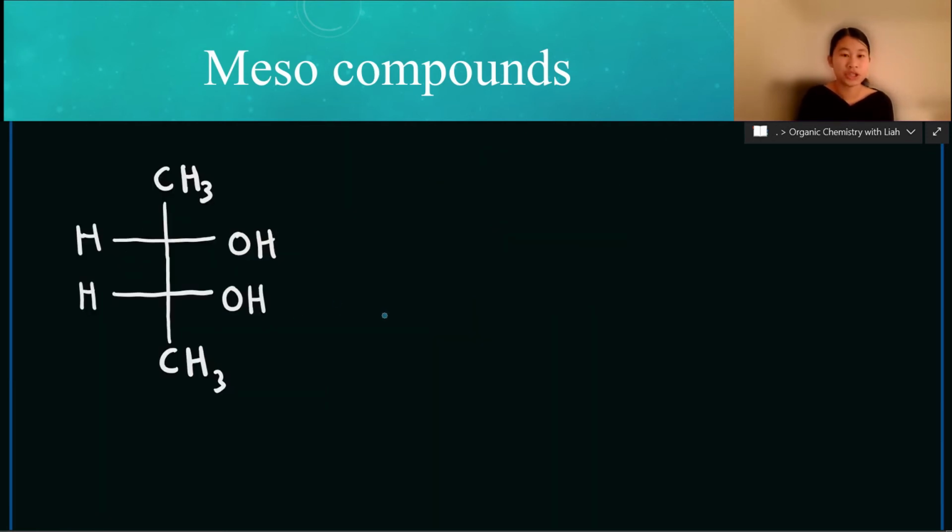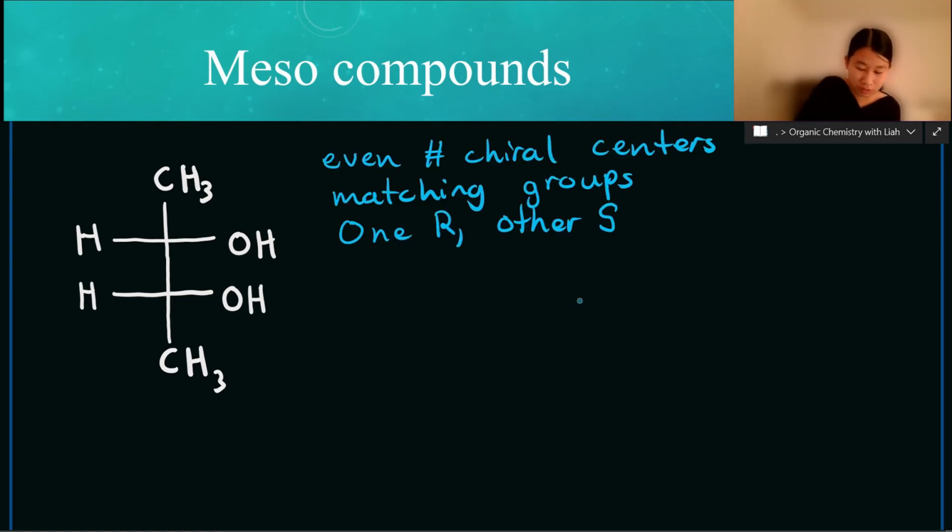Now here's a Fisher projection. See if you can determine whether this is a meso compound or not. Alright, so I have written down our criteria here. Now let us see if we have an even number of chiral centers. Turns out we do. We have a chiral center right here. These are carbons. Okay? And these are chiral centers because they're bonded to 4 different groups. So yes, we have an even number of chiral centers.